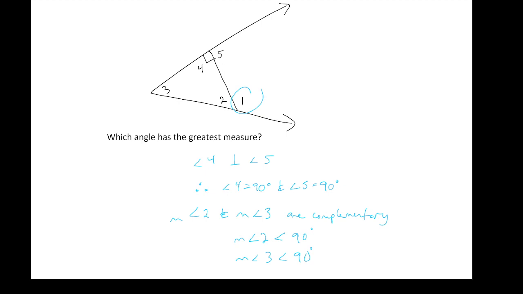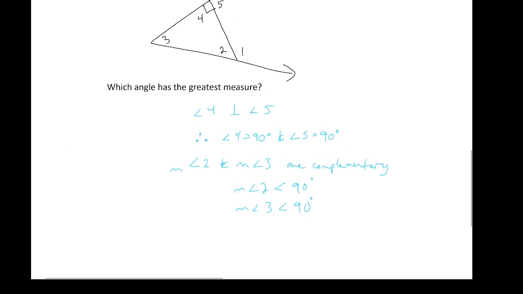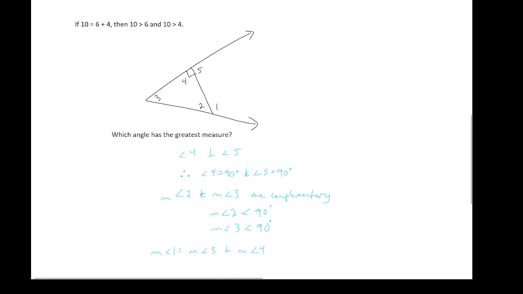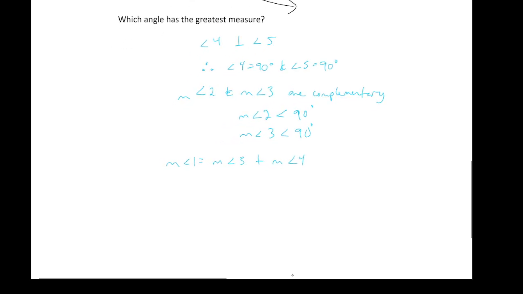All right. Moreover, think about the relationship that 1 has with 3 and 4. Gentlemen, this is the exterior angle theorem, right? So what we have is an exterior angle which is going to be equal to the sum of the two remote interiors. So the measure of angle 1 is going to be equal to the measure of angle 3 plus the measure of angle 4. Which means, go back to what we started with in the beginning. If 1 is the sum of 3 and 4, then 1's got to be greater than 3 and 4.